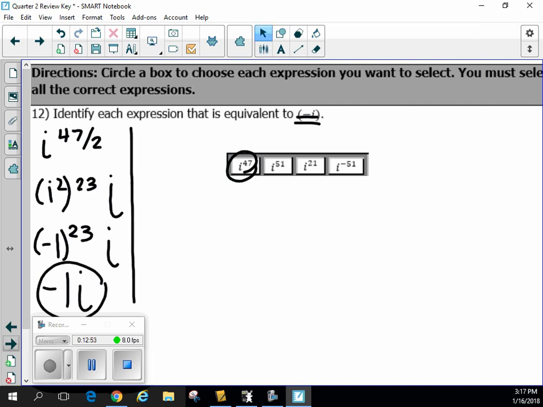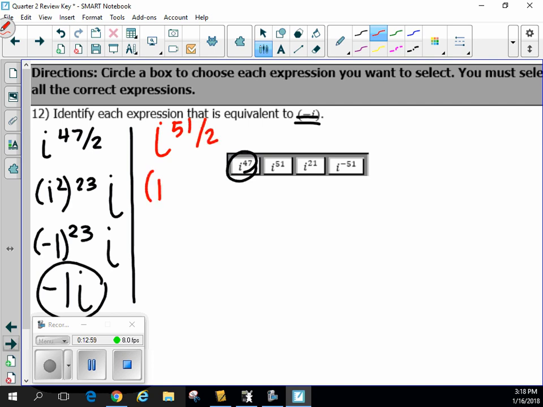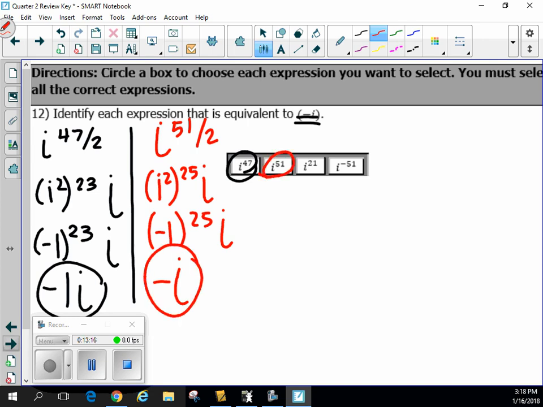Next, I'm going to do i to the 51st. I'm going to divide that by 2. That ends up giving me i squared raised to the 25th with a remainder of i, which is -1 raised to the 25th with a remainder of i, which gives me -i. So with that being said, this is also a solution that you're looking for.